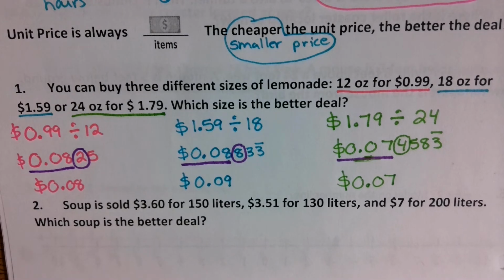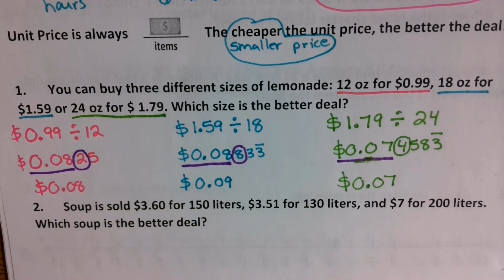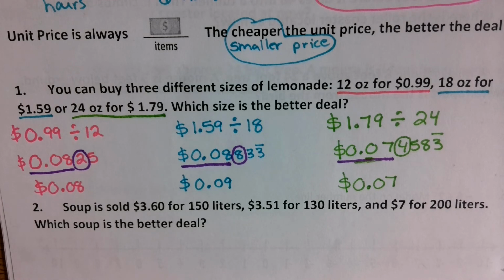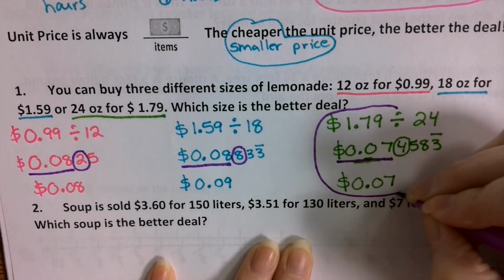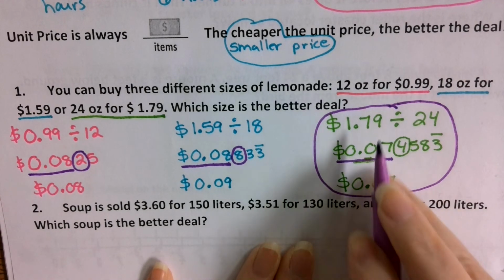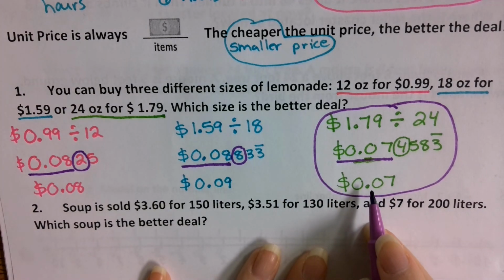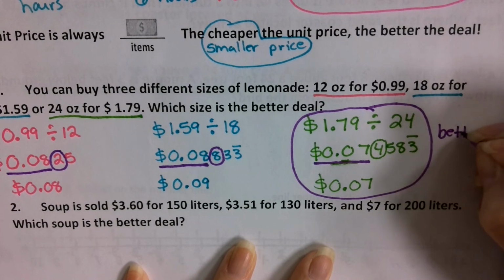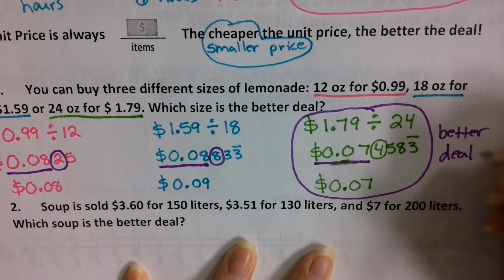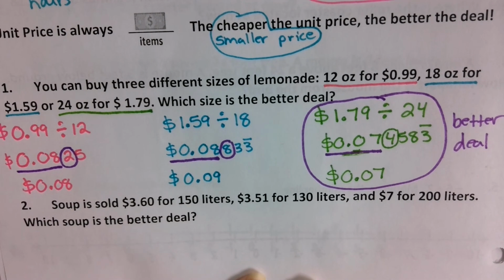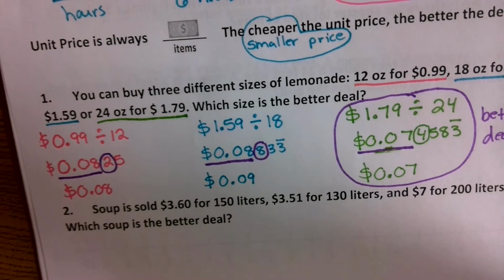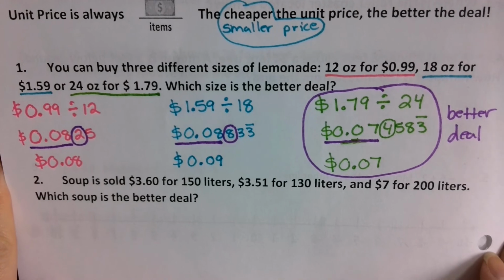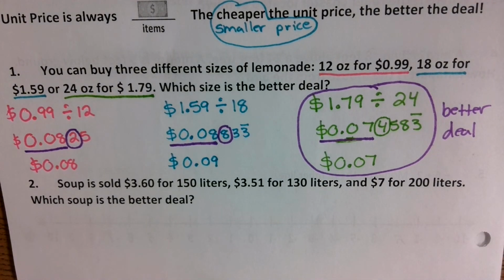Based off of that, which one of these prices is going to be the better deal? The third one. Good. So this one right here, $1.79, even though it's the most expensive, it's the cheapest deal. This is the better deal. So again, you always take the money and divide it by the item. I want you to do problem number 2 on your own.